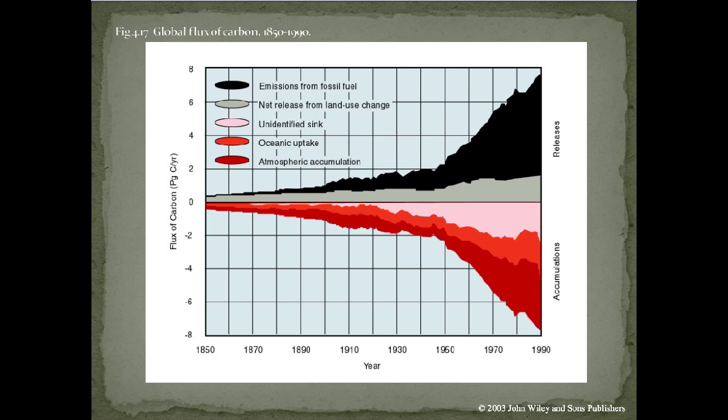Ocean uptake, alright? You can have many phytoplankton in the water that do photosynthesis, that pull carbon dioxide out. Alright? Somewhere around 30% of our oxygen in our atmosphere comes from phytoplankton in the ocean. And then atmospheric accumulation.